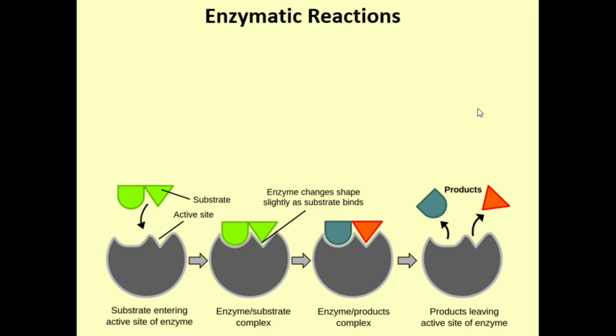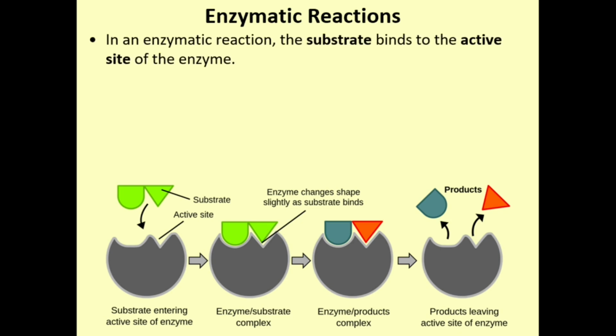So how do enzymes do what they do then? How do they actually speed up these chemical reactions that we've been talking about? In an enzymatic reaction, I've mentioned that the substrate is what goes into the enzyme, and the reaction occurs and then the products leave.